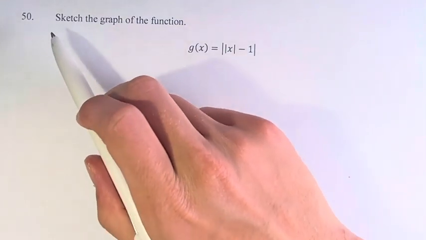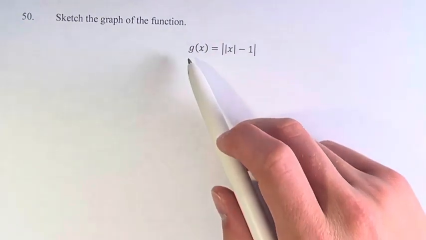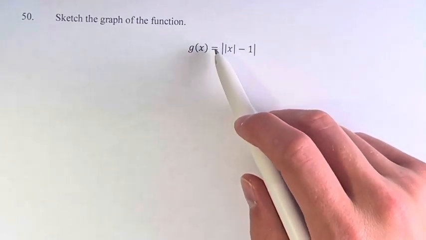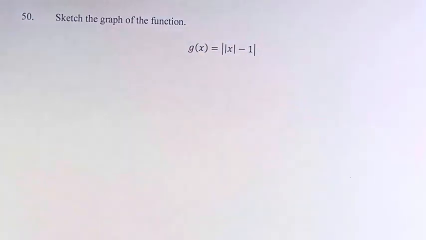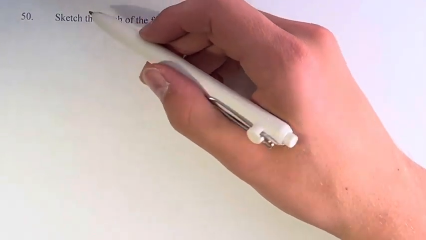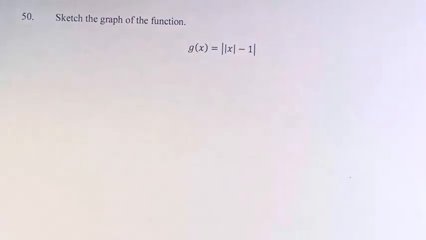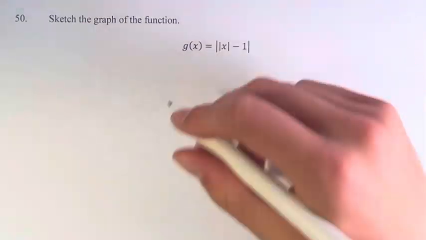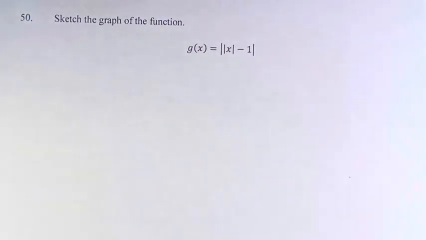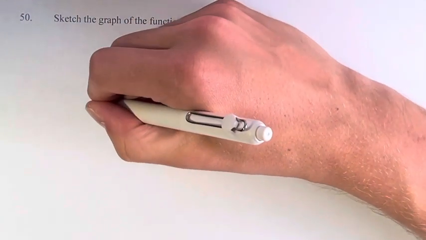In this problem, we're asked to sketch the graph of the function g of x is equal to the absolute value of x minus 1. So we're looking to sketch the graph of this. I think it's easier to find points associated with this function rather than try and think about conceptually how it would look in a graph.